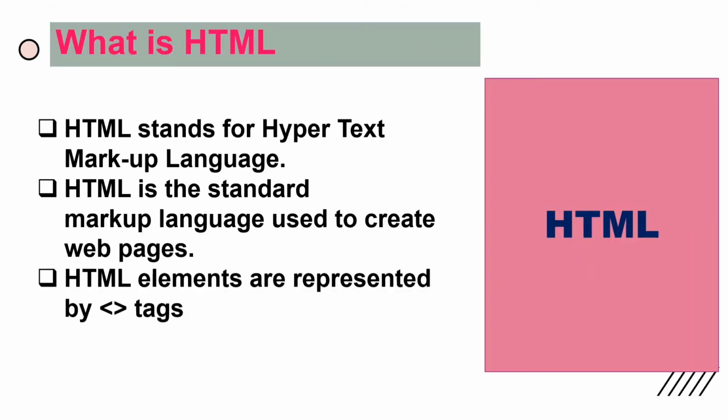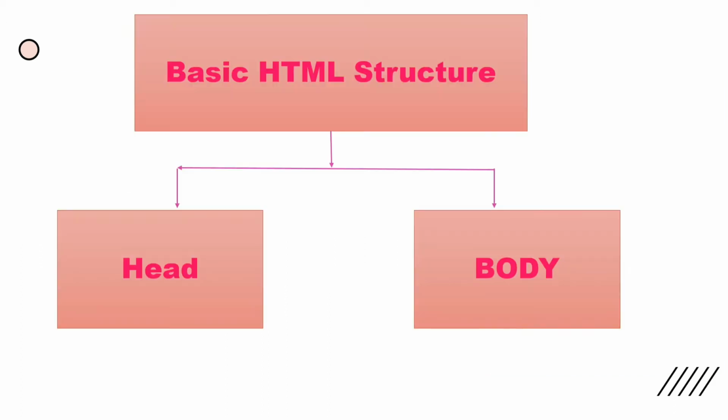What is HTML? HTML stands for Hypertext Markup Language. It is a markup language, and it is used to create web pages. In HTML, elements are represented by tags, which are in brackets. There are two basic components in the HTML structure. First is head and second is body.